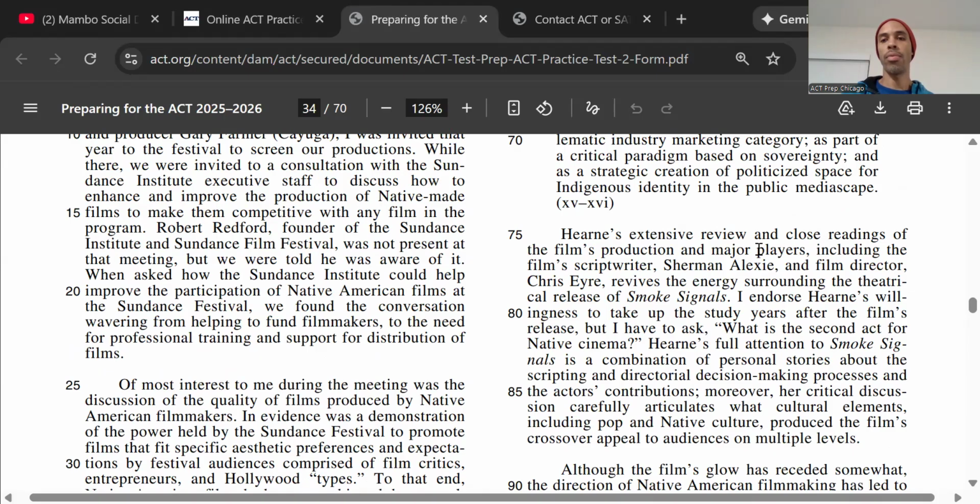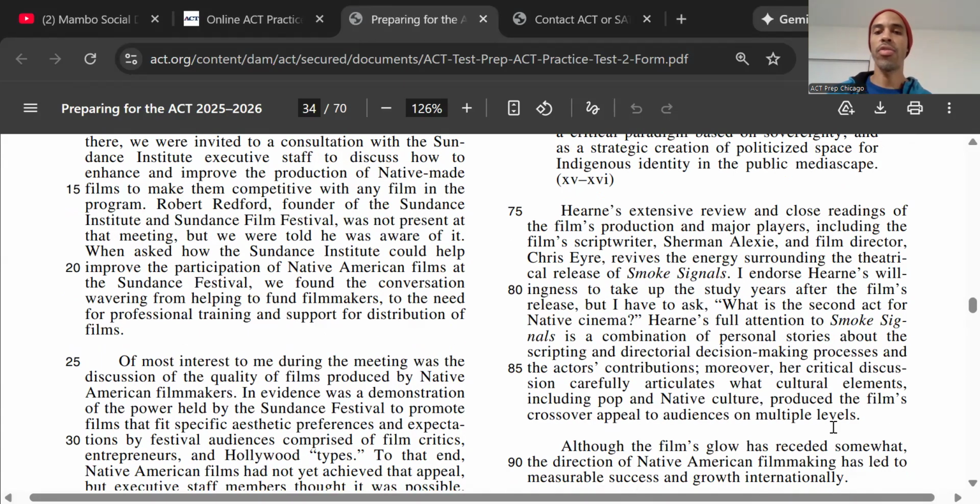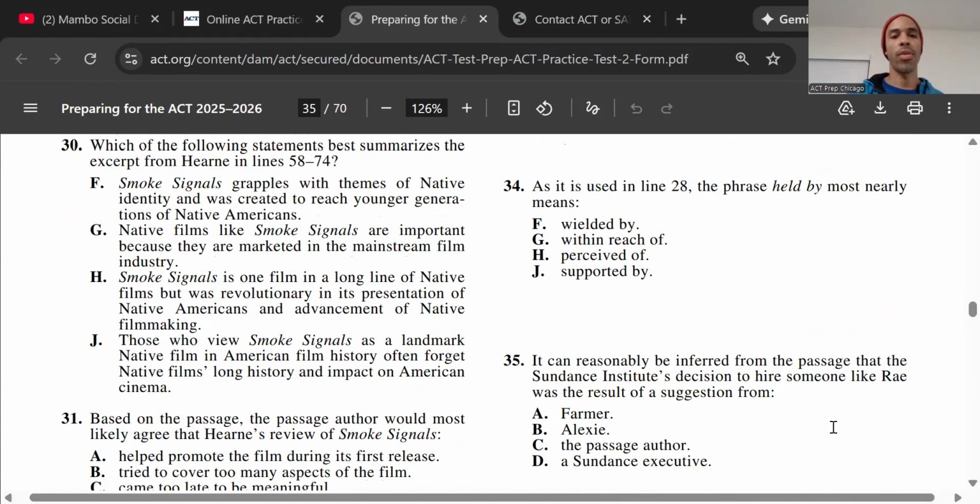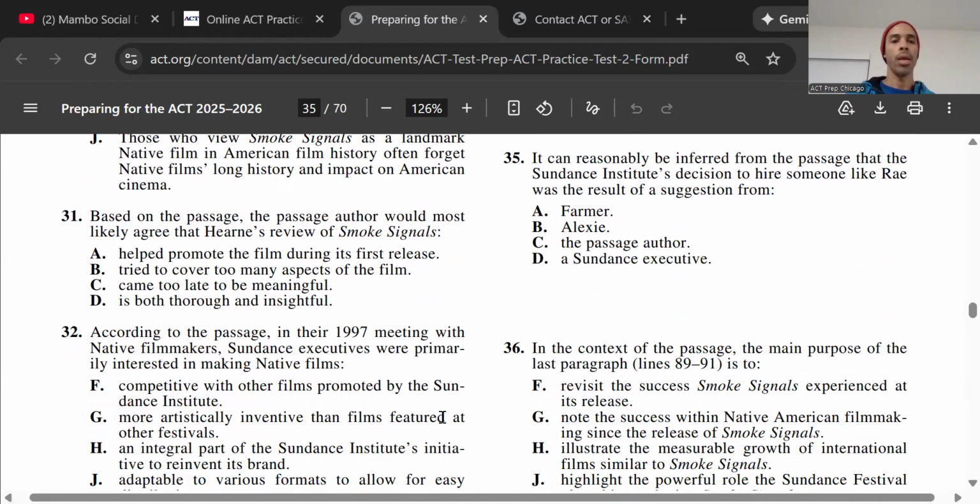She said the review and close reading of the film's production and major players, including the director's interview. It said, I endorse her willingness to take up the study years after. Her full attention, that's thorough, to Smoke Signals is a combination of personal stories about the script. It's really thorough, articulating cultural elements. That's very thorough and very insightful. So definitely D. You see how 31 could trick you though, because it did say it came too late, but this is a half right, half wrong answer, which means the whole thing is wrong.